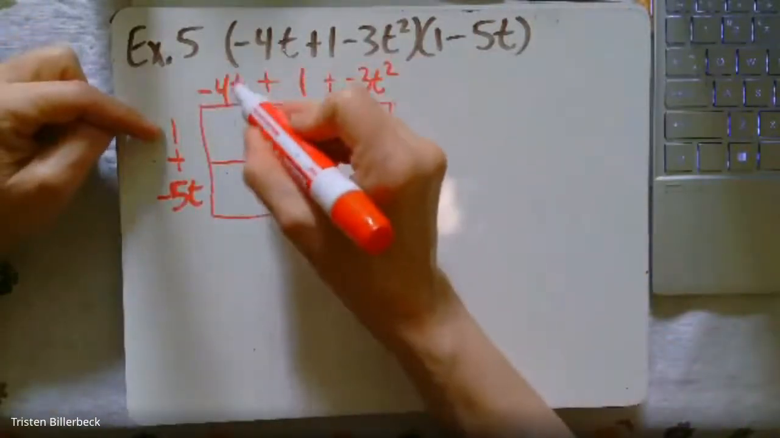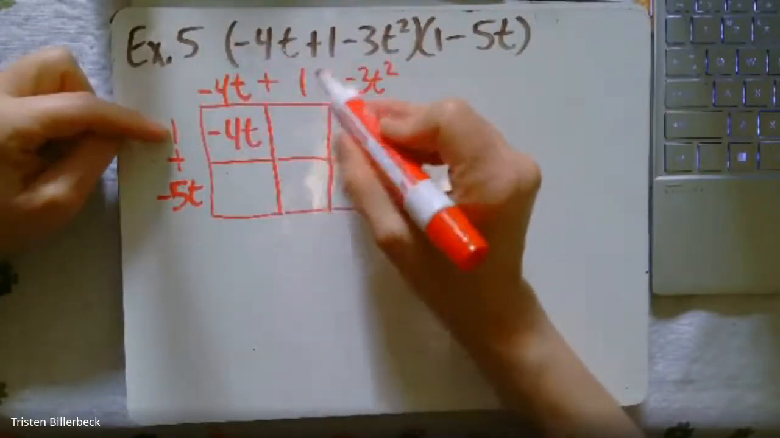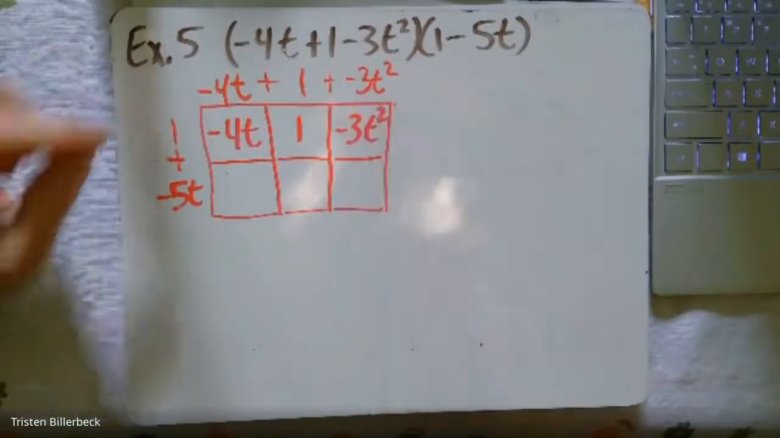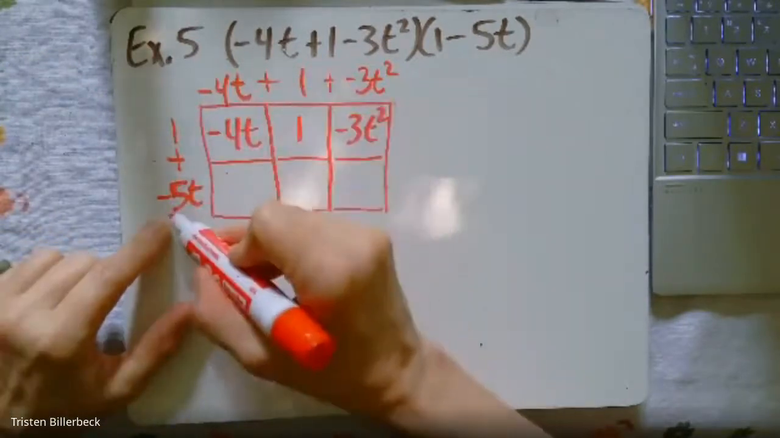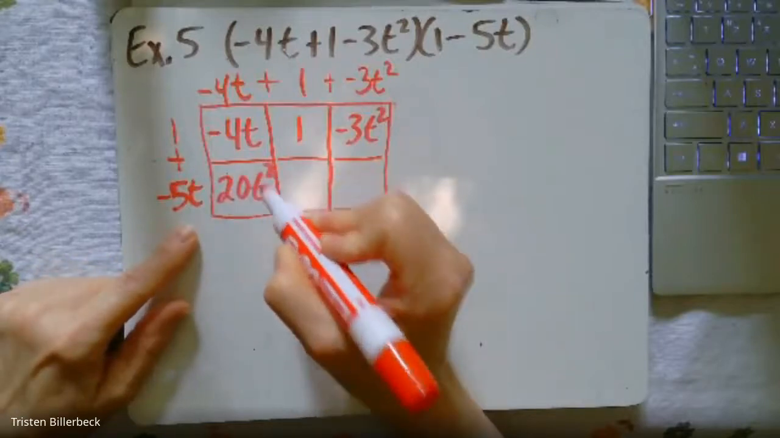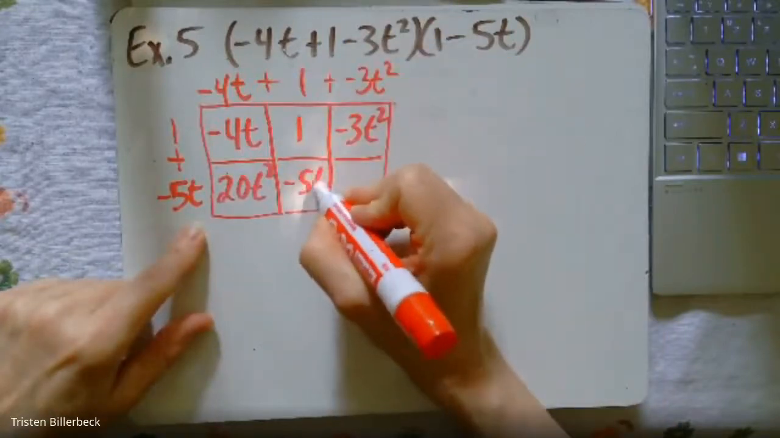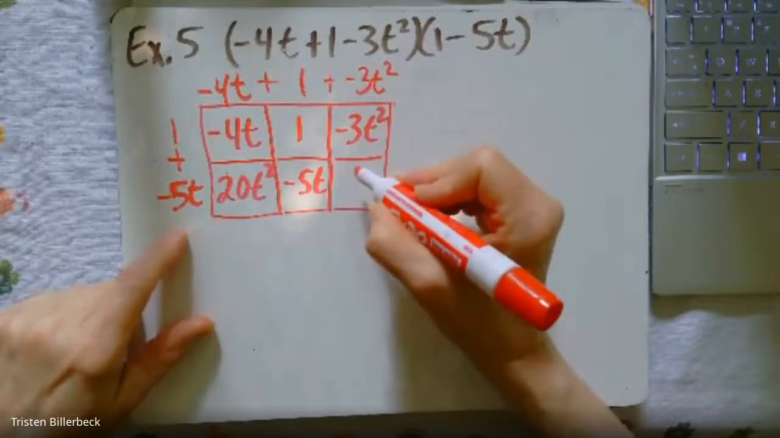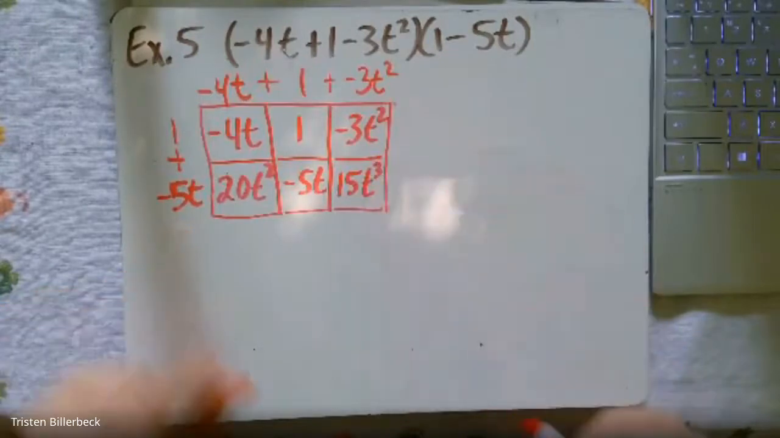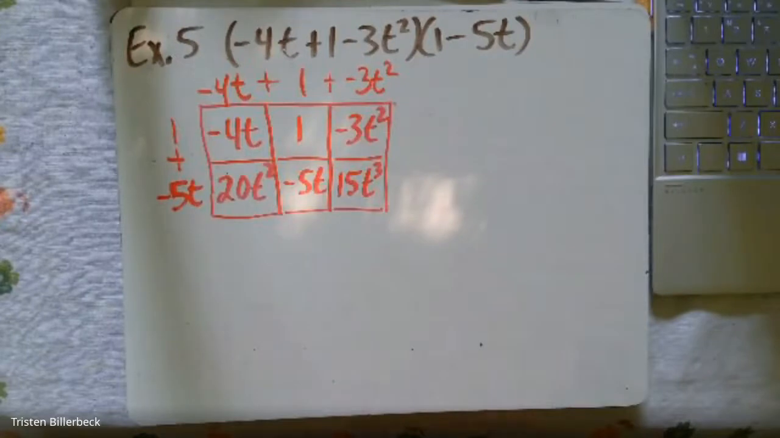So 1 times negative 4t is negative 4t. 1 times 1, 1 times negative 3t squared is negative 3t squared. Now we have two negatives, negative 5 times negative 4t, which is 20t squared. Negative 5t times 1 is just negative 5t, and negative 5t times negative 3t squared is positive 15t cubed.